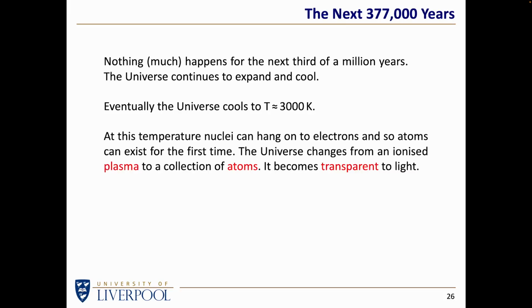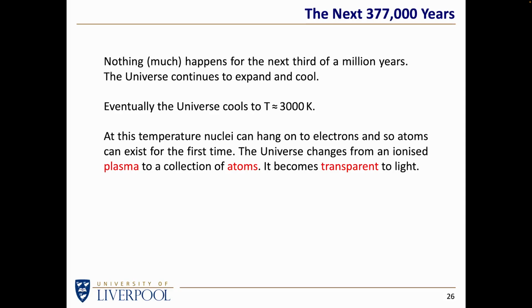Because at this temperature, a nucleus can hang on to some electrons, and so atoms can exist for the first time. Prior to this, the universe was too hot. If you tried to get electrons to go around a nucleus, the atoms would ionize and the electrons would be stripped off. But when the universe is 3000 Kelvin or colder, nuclei can hang on to these electrons, and the universe changes from an ionized collection of atoms called a plasma to a collection of neutral atoms, atoms that do not have any net charge.